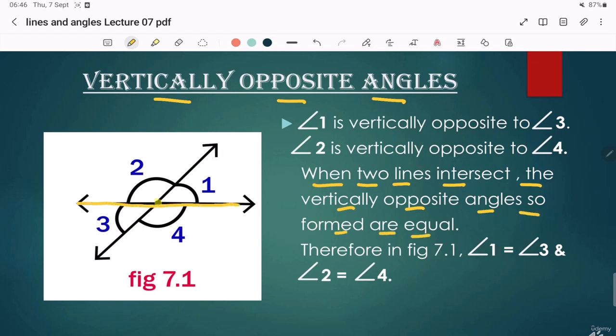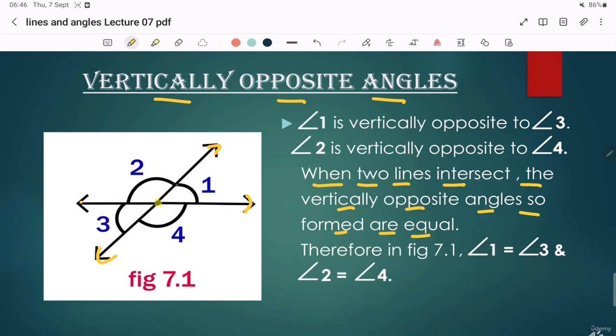These two are intersecting lines. They are intersecting at this point. This is point of intersection because this point is on this line and this point is also on this line. This is common point, therefore it is point of intersection. Now these two lines are intersecting and this is point of intersection.